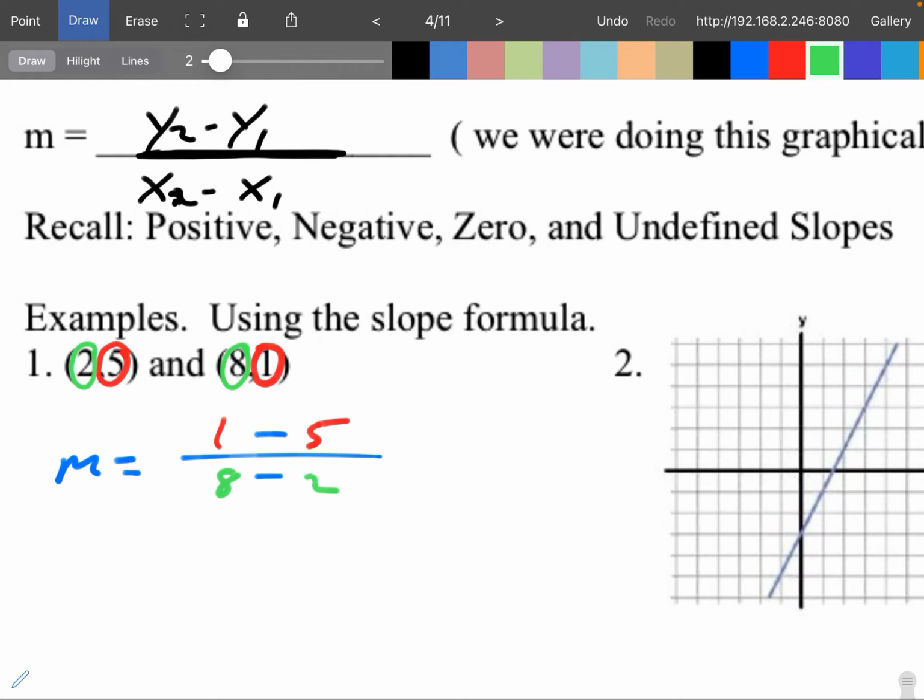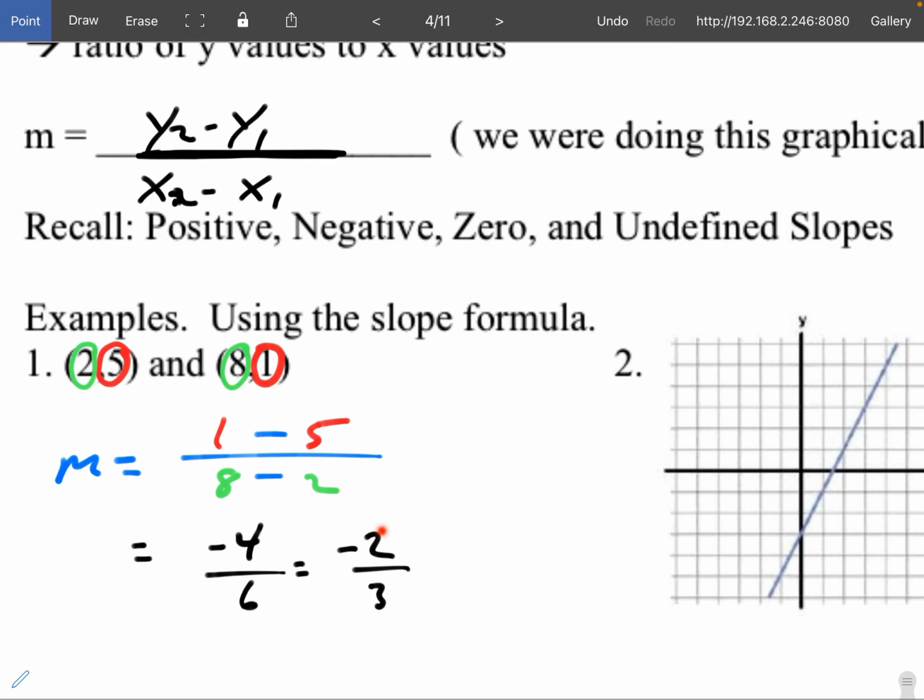And then, what are my two x values? 2 and 8. But if I started with that second point, do you see how I started with a 1 minus 5? Then I've got to be consistent, so I've got to do 8 minus 2. All right, and then we just work that out. So we've got 1 minus 5, that's negative 4, over 8 minus 2 is 6. And then you should reduce this, so divide both of those numbers by 2, and we get negative 2/3.